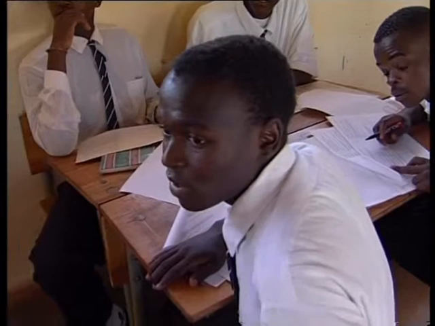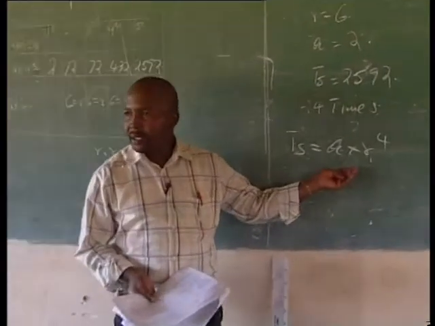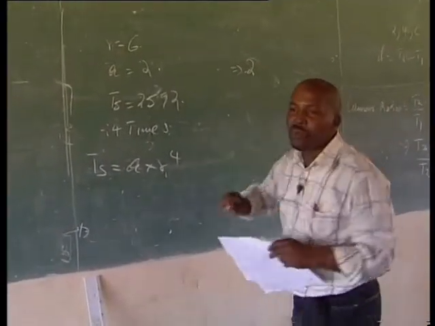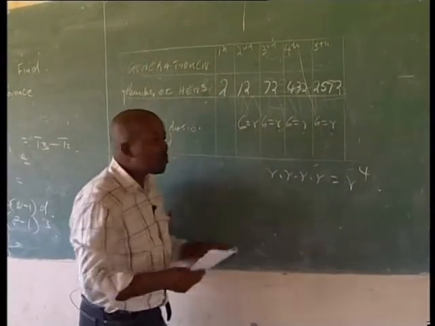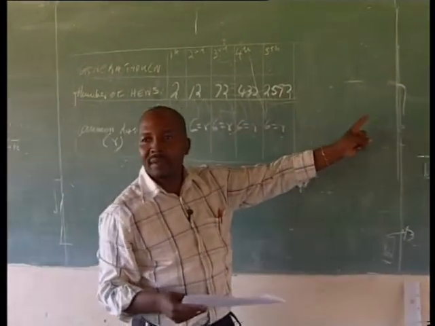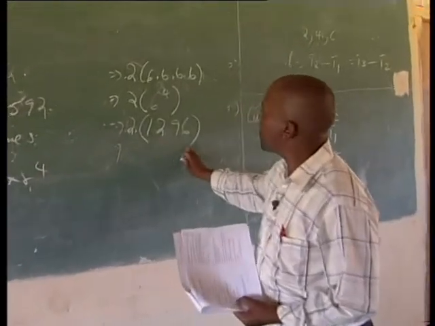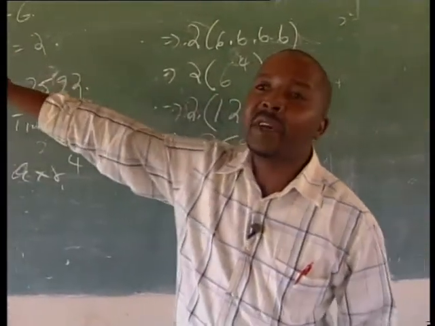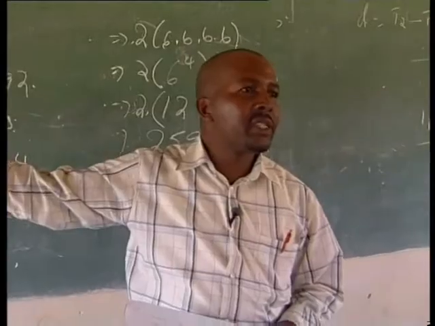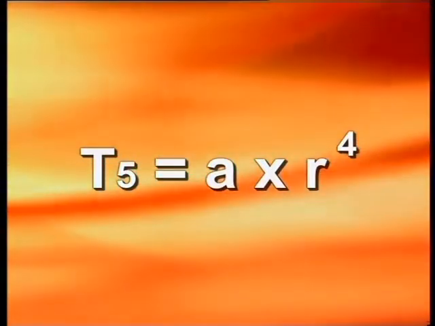The 5th term is equal to a times r to the exponent 4. The teacher writes this formula on the board and then tests it with the first term and the common ratio. So how many times did you have to multiply the common ratio to go to the 5th term? 4 times. Right, what is 6 to the fourth exponent? 1,296. Let us multiply now 1,296 by 2. 2,592. So the answer that we obtained there is the total number of hens that were obtained in the 5th generation. The fifth term is thus expressed as the first term multiplied by the common ratio to the power of 4.